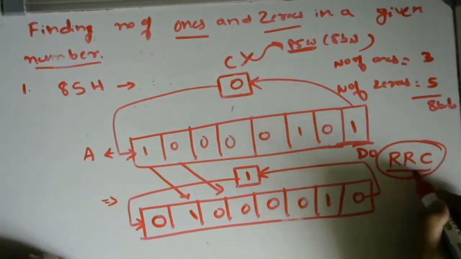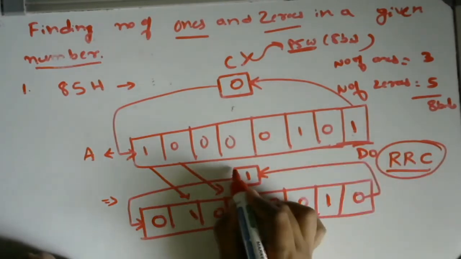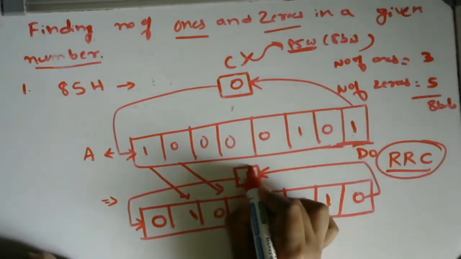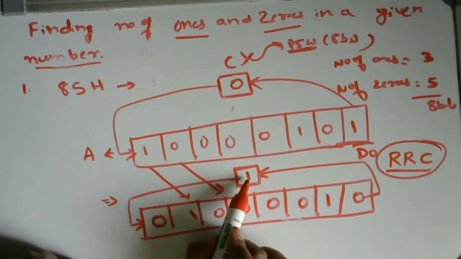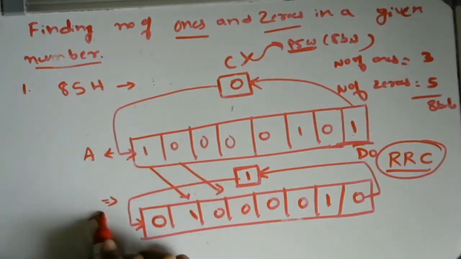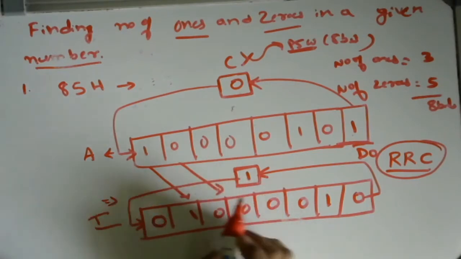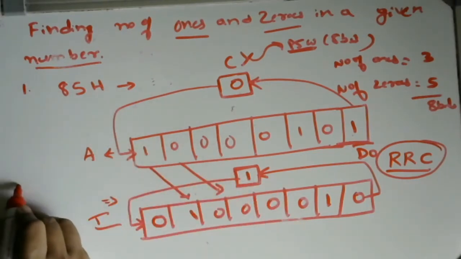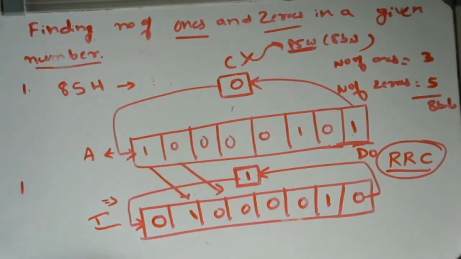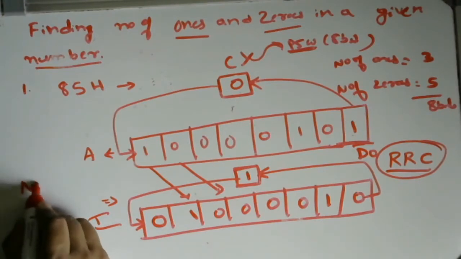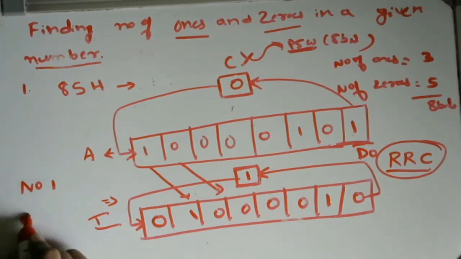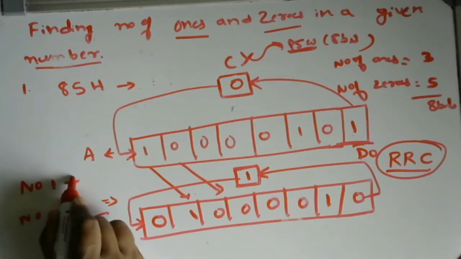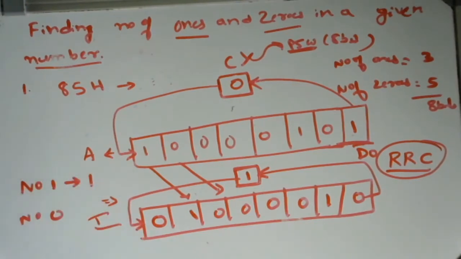Once this instruction is executed, we can check the carry bit, whether it is 1 or not. In this first iteration, the carry bit is 1, which means one 1 is present. I'll take this as the number of ones and this one as the number of zeros. Now the number of ones present is 1.